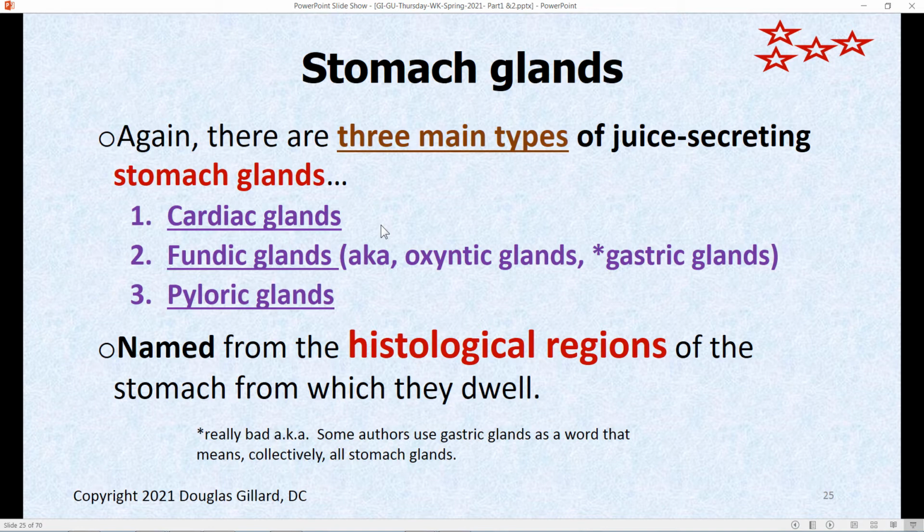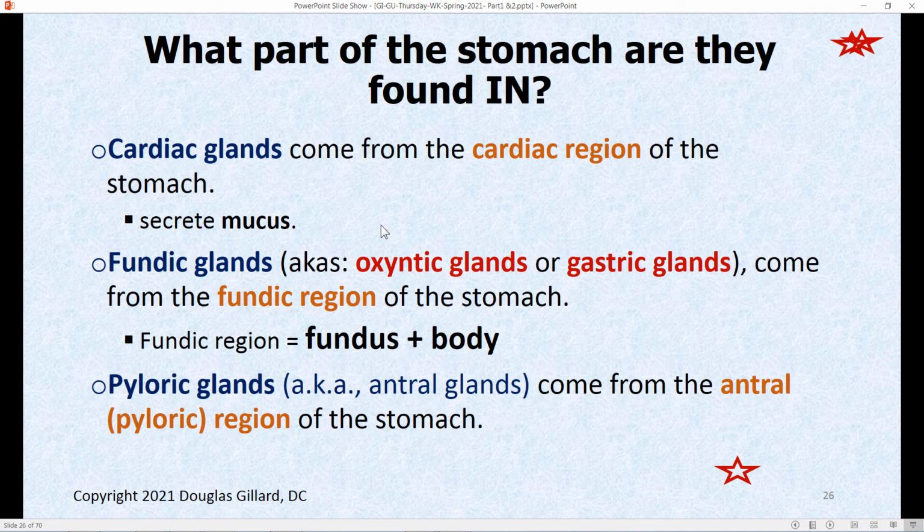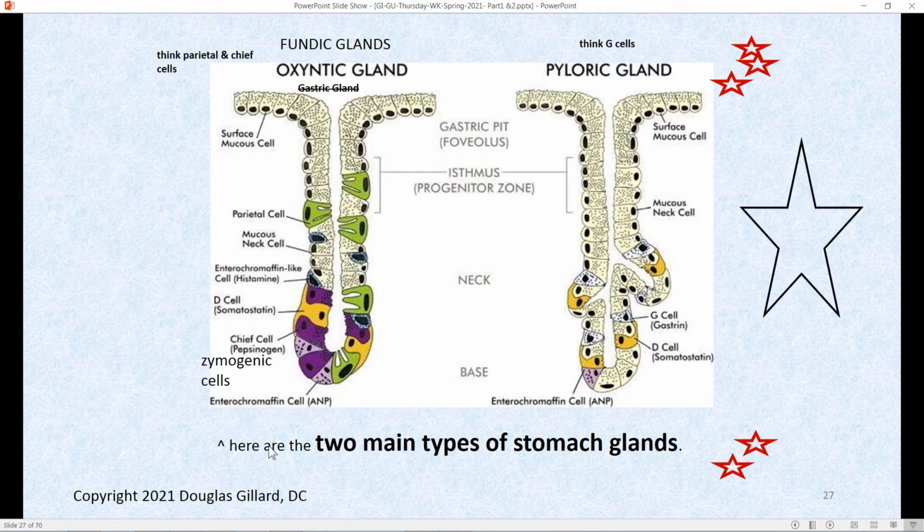I'm not going to go over that again. They're named by, they come from the histological regions of the stomach. So cardiac glands are in the cardiac region of the stomach. Fundic glands are in the fundic region of the stomach. And pyloric glands are in the pyloric region of the stomach.